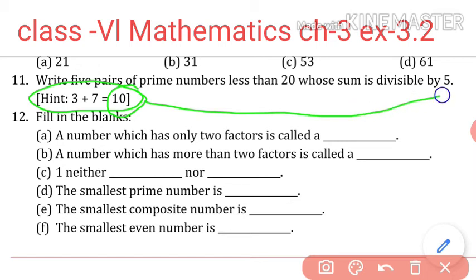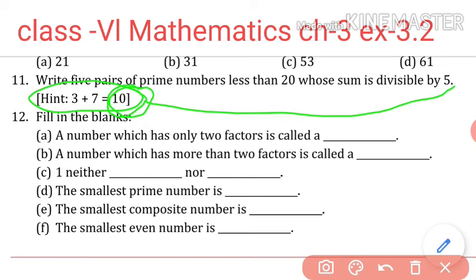So one hint is given. 3 and 7 is equal to 10. Now 10 is divisible with what? 10 is divisible with 5. In the same way, you have to write 4 more pairs. Okay, one pair is already given here. And the sum should be divisible with 5.